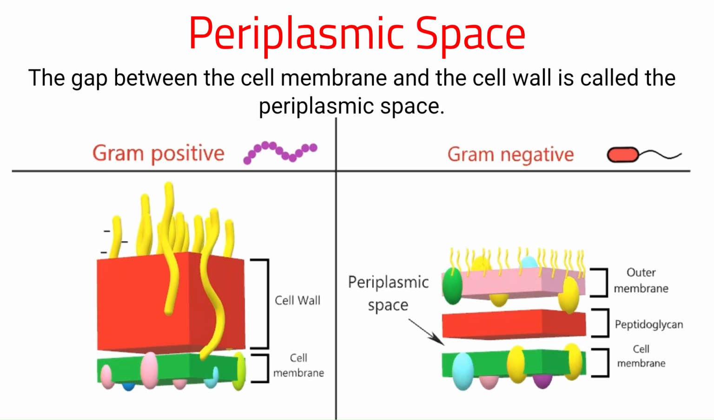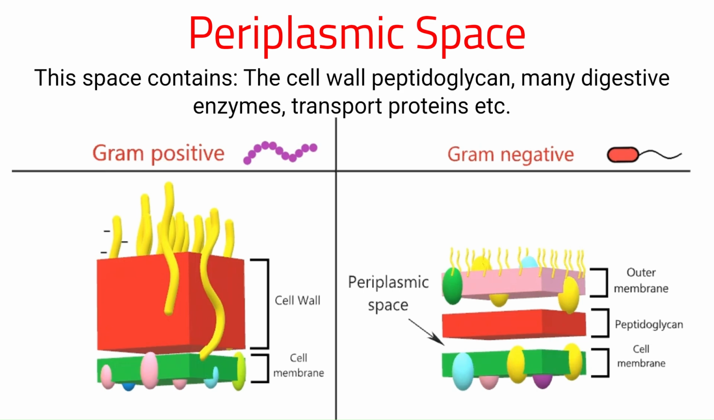The gap between the cell membrane and the cell wall is called the periplasmic space. This gap is most easily observed under the electron microscope in gram-negative bacteria, but it is rarely observed in gram-positive bacteria. This space contains the cell wall of peptidoglycan, many digestive enzymes, and many transport proteins.